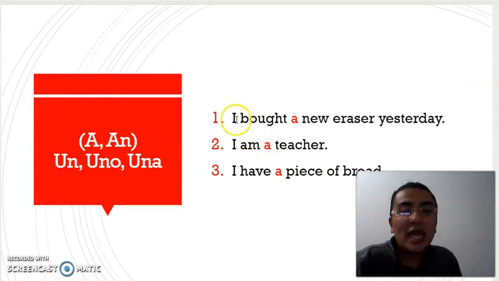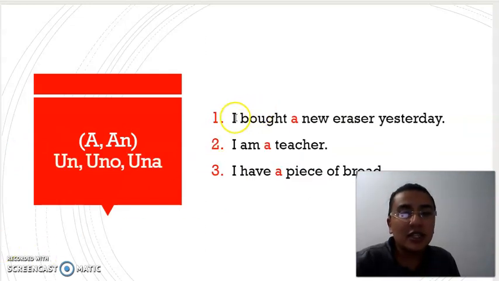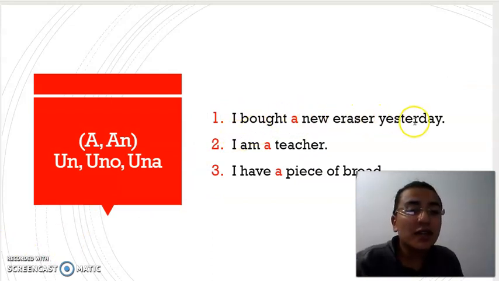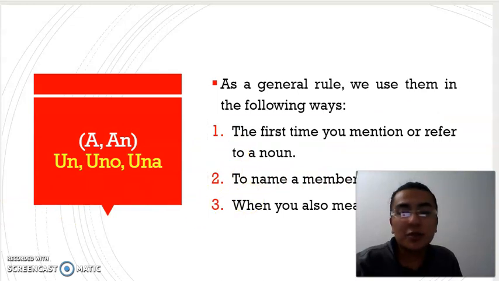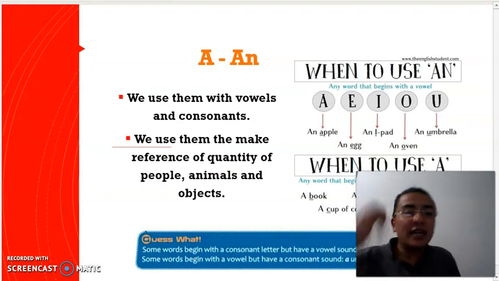It says, I bought a new eraser yesterday. So this is an example for the first time you mention a noun. And right here it says I bought, past, a new eraser yesterday. Now for the second example, to name a member of a group, we say I am a teacher. And number three, when you also mean number one, I have to say I have a piece of bread. Okay? Don't forget it. That is for A and N.